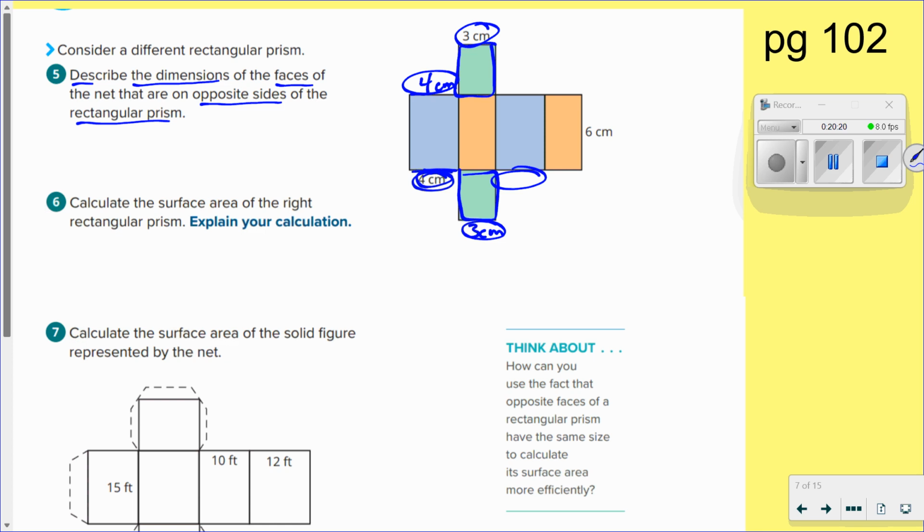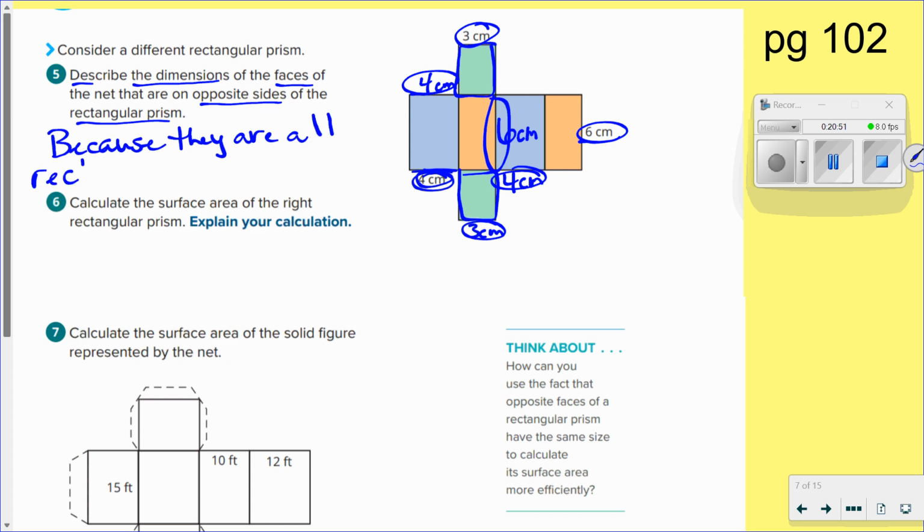If I know this is 4 centimeters, what do I know about this? Why? Same shape. Does that make sense, guys? If I know this is 6 centimeters, what do I know about this line? Why? Same shape. Because they are rectangles, the opposing sides are always identical. Does that make sense? So what we can say is, because they are all rectangles, opposing sides are equal.